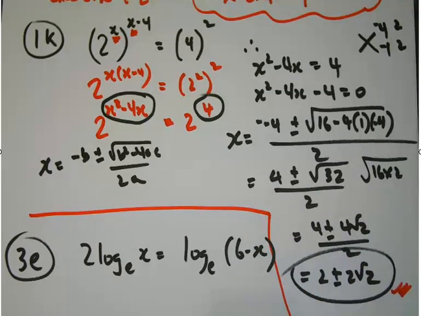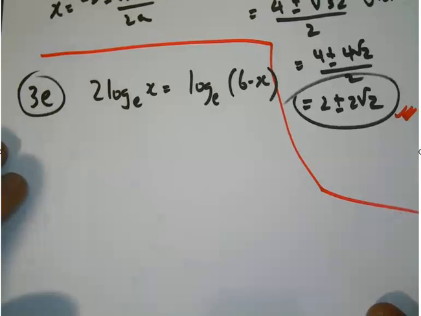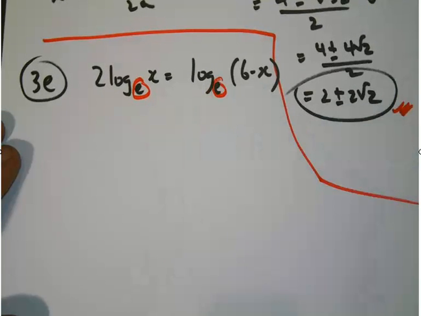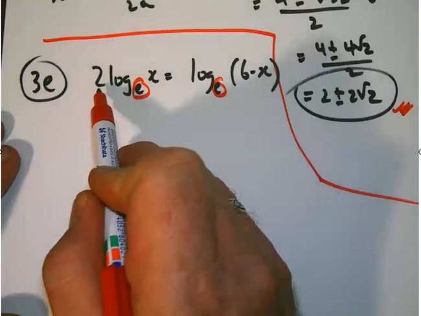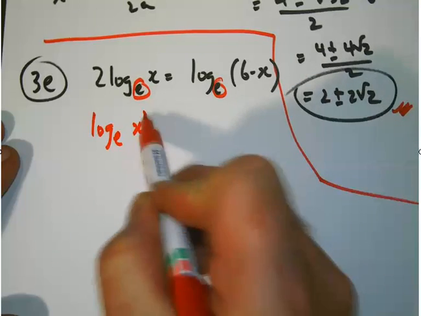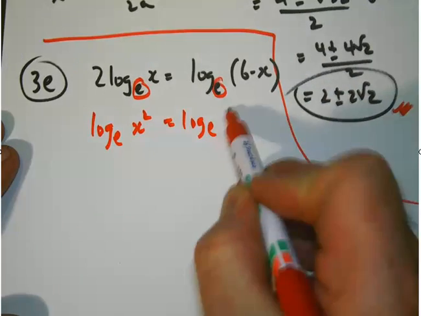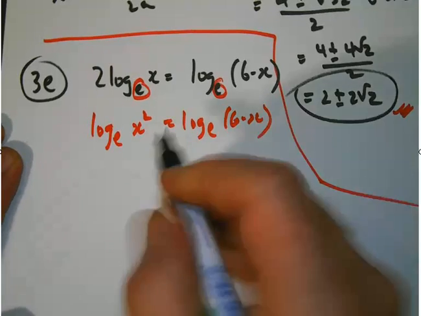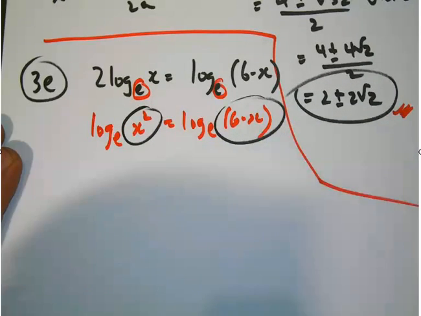Looking at question 3e, it's a logarithm question. Both the same base, so I'd like to get the form of the left and the form of the right the same so that I can equate logarithms. This 2 needs to be moved up using the third law. Log base e of x squared equals log base e of 6 minus x. Since the form is identically the same on both sides, that means that this must equal this.